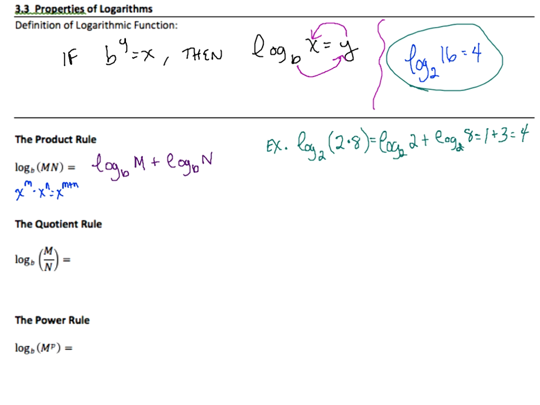Next rule. This is the quotient rule. Let me remind you, whenever you have a quotient of like bases, you subtract the exponents, numerator minus denominator. So the corresponding logarithmic rule says if I'm taking the log of a quotient, that's the same exact thing as taking the log of that base of the numerator minus the log of that same base of the denominator. An example.